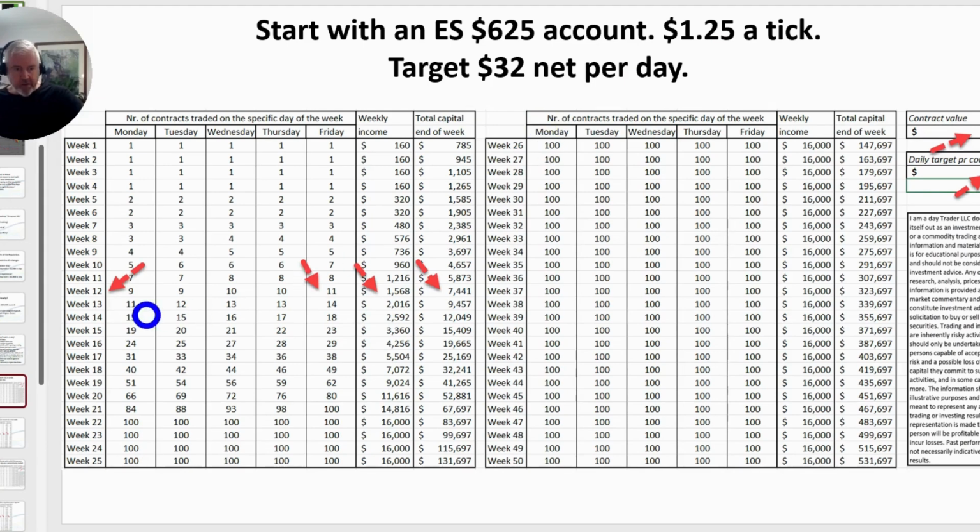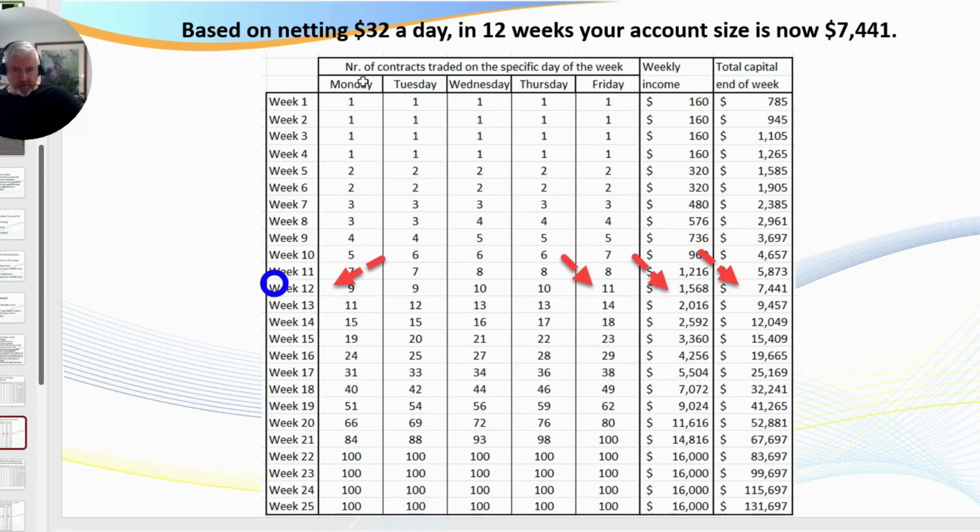Within 12 weeks you're earning $1,500 a week. I'd better say legally, potentially, but that's what you'd be earning if you were earning $32 a day, and your account size is now $7,400. What you can then do is roll over to the big contract.